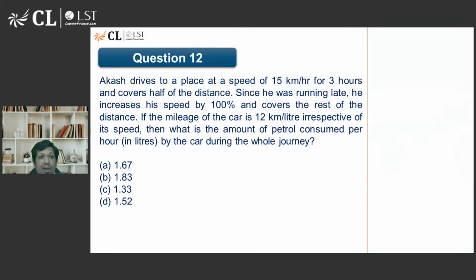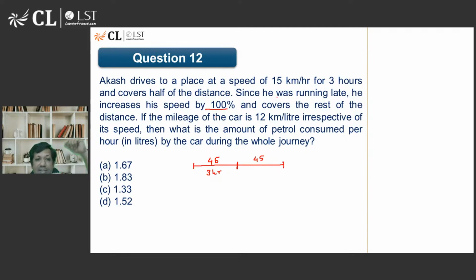Now, what does it say? Akash drives to a place at a speed of 15 km per hour for 3 hours, okay, and covers half the distance. So 15 kilometers per hour for 3 hours, it means he is covering 45 kilometers, right? So 45 kilometers is half the distance in 3 hours. So the next distance is again going to be 45 kilometers. Since he is running late, he increases his speed by 100%.